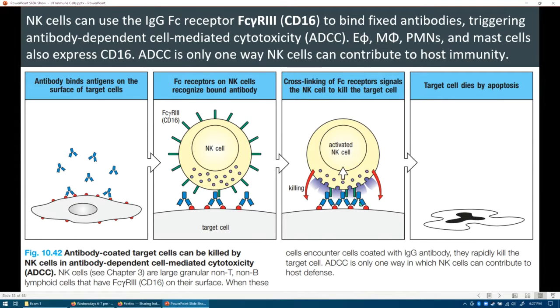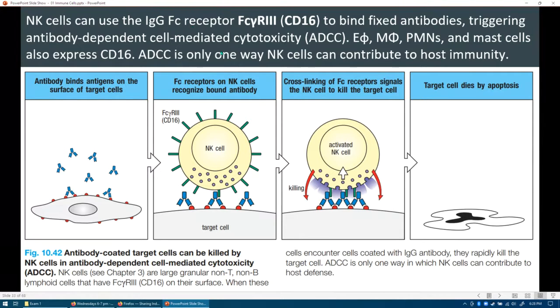It binds to the IgG molecules on the surface of the target cell, and that triggers the natural killer cell to release its granules that contain deadly proteins. Those proteins kill the target cell. That is antibody-dependent cellular cytotoxicity, or cell-mediated cytotoxicity, whichever you prefer.